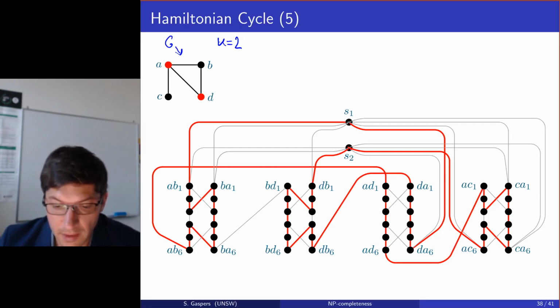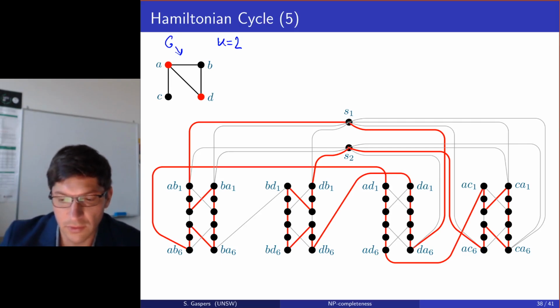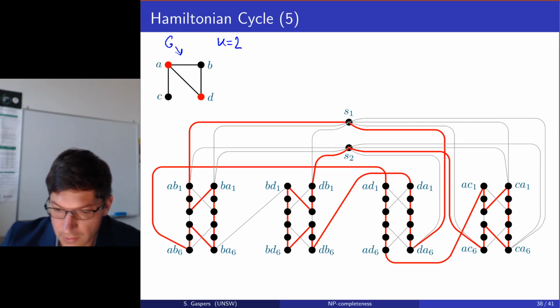So the cycle goes from this AB gadget to the AD gadget, and then when it exits here at AD6, it goes to AC1 for the third edge that's incident to A. And then when it exits, it's allowed to go to the next selector vertex, like S2 here. So we selected A, went through this gadget, went through the AD gadget, went through the AC gadget. Now we go to S2.